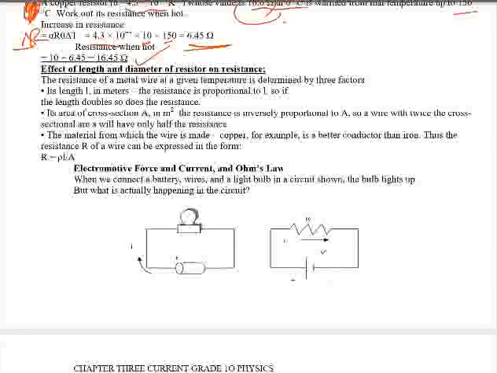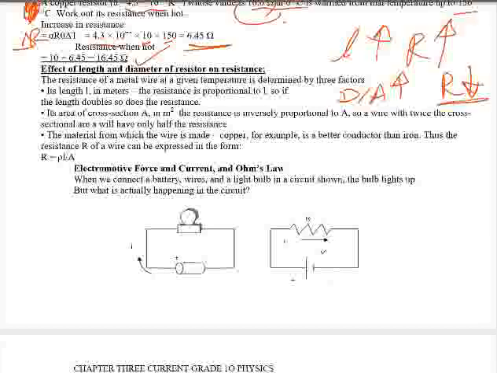And the other thing, the effect of length and diameter of a resistor on resistance. Length has a direct relation with resistance. When the length of the wire increases, the resistance also increases. When we say diameter, it indicates the area. When the area of a wire or a resistor increases, the resistance of the resistor decreases. Therefore, it has an inverse relationship with the resistance. Diameter has an inverse relationship with the resistance, and length has a direct relation with resistance. That is the effect.